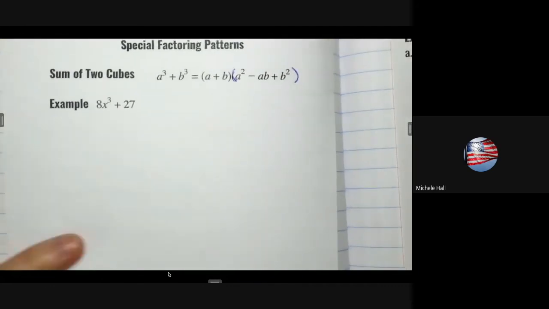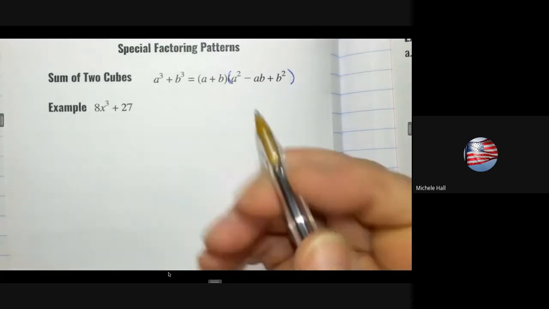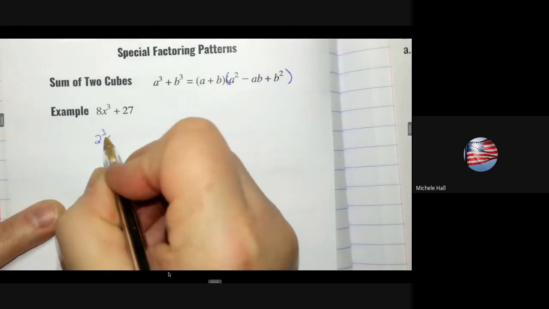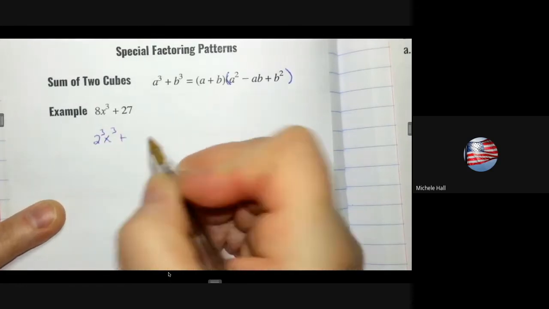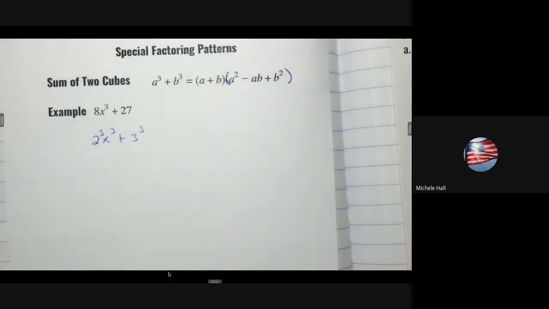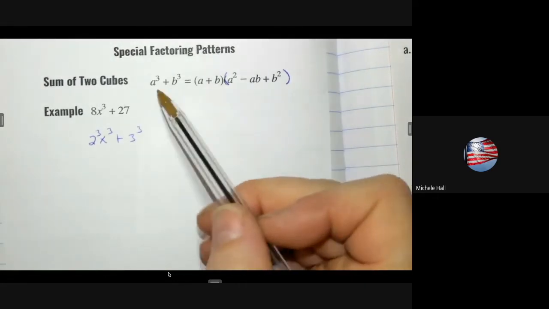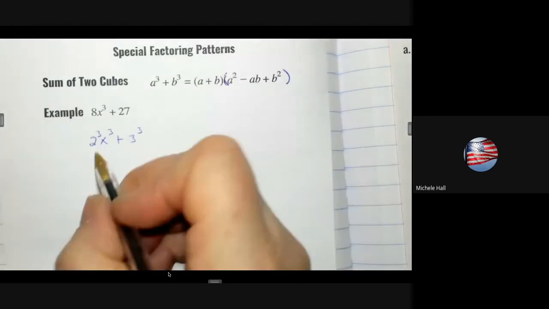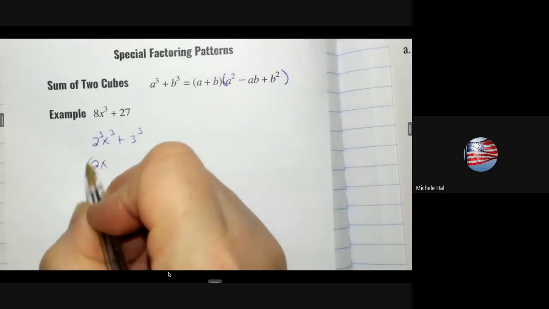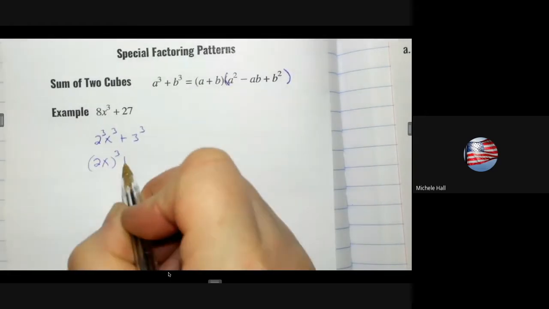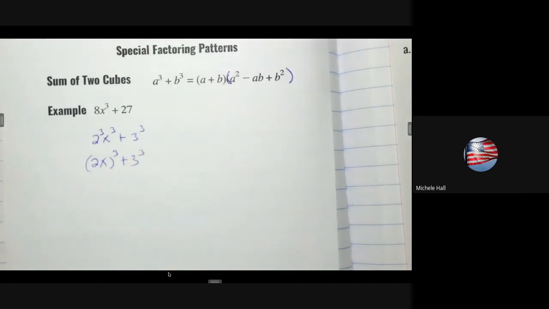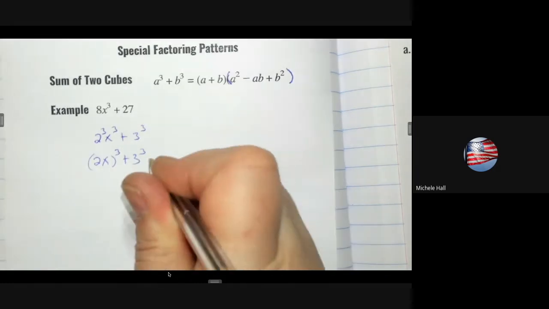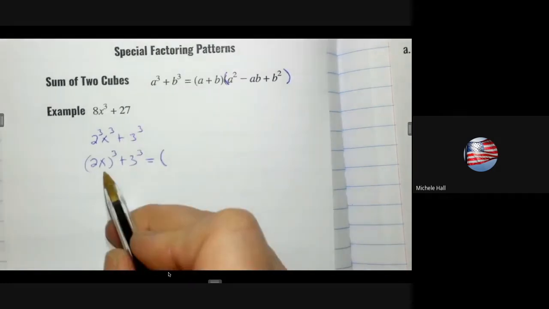The sum of 2 cubes. Well, I want to make these look like cubes. That would be my first step. I would have 2 cubed and x cubed plus 3 cubed. But again, I want to make it look a little bit more like the formula. And that way I could say that 2x is being cubed plus another cube. Now that is looking exactly like the formula. So we take 2x plus 3.